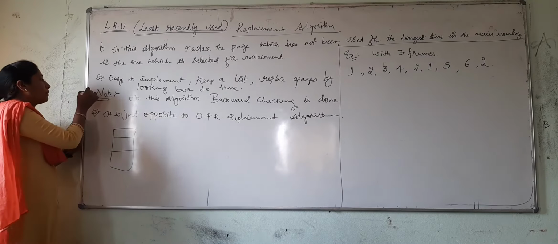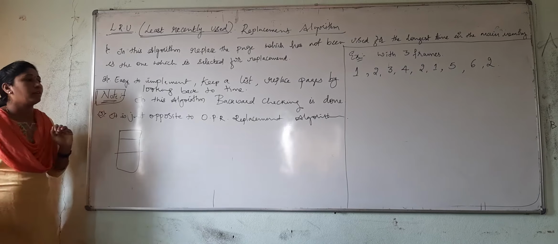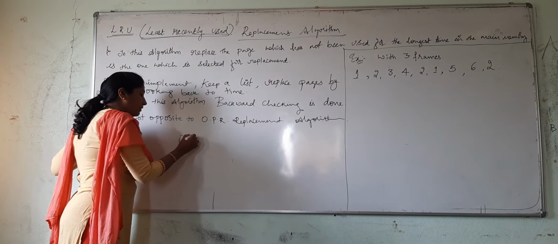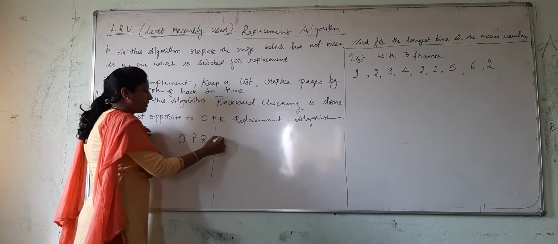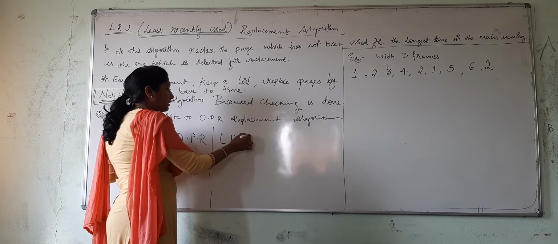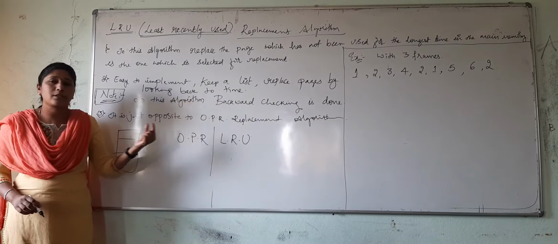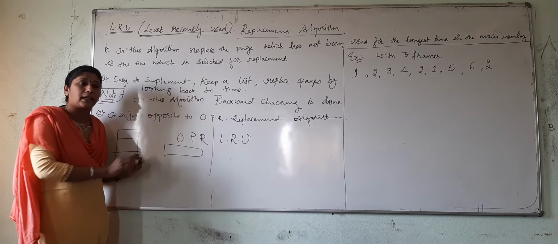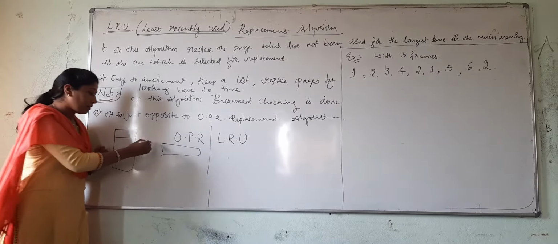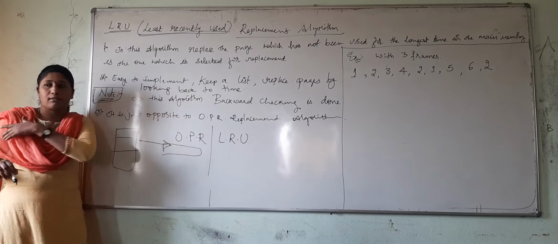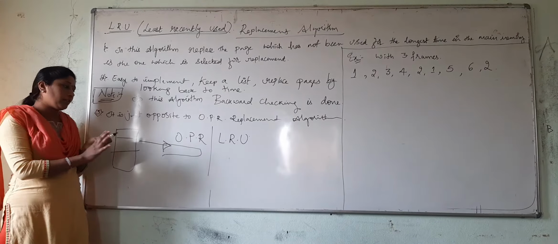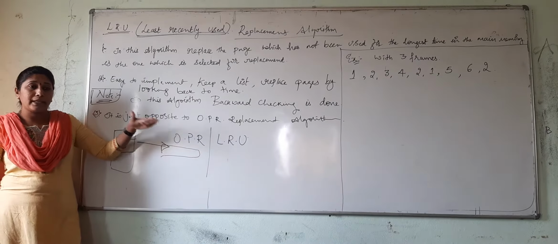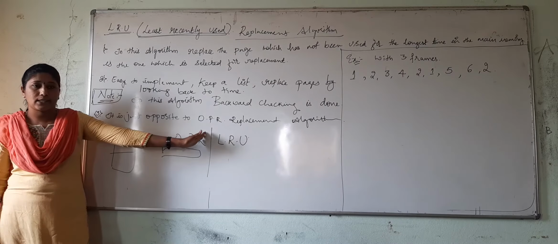Another important point that you need to remember with respect to our remaining page algorithms: in case of OPR, I told you there is one difference between OPR and LRU. In optimal page replacement, we are going to replace the page which is not used for the longest period of time in the main memory, by forward checking. We replace the page which is not used for the longest period of time by checking in a forward direction.